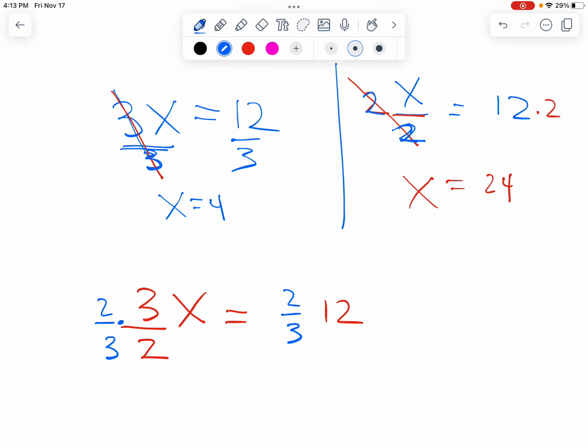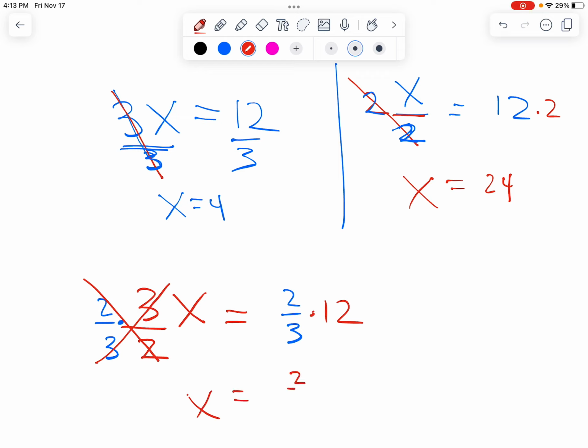Now there's a fancy word for this. It's called the reciprocal. The reciprocal is what happens when you get a fraction and you turn it upside down. So here we got 2/3 times 3/2. Well, what's going to happen? Well, these 2's cancel out and the 3's cancel out, and we have x equals 2/3 times 12.